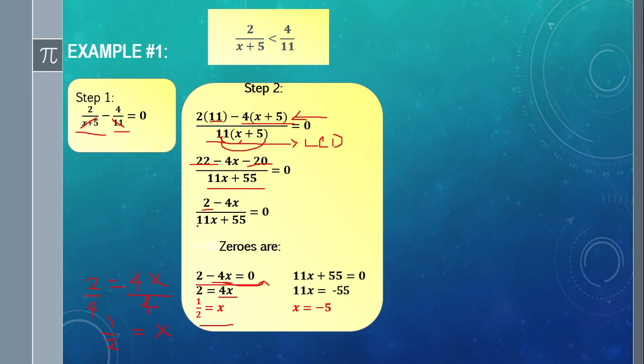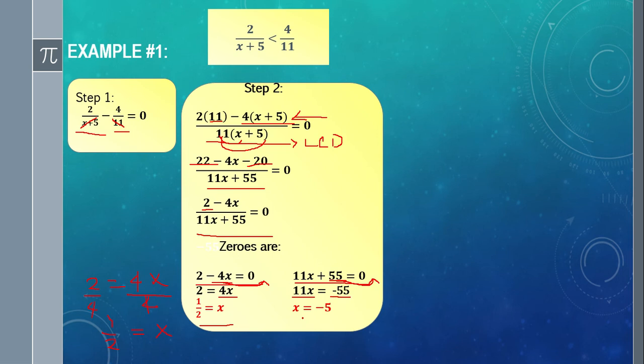After that, the second zero will be from the denominator. We equate our denominator, 11x plus 55, to 0. After equating it to 0, we need to find the value of x. Now we need to separate them on the left and on the right. On the left, the remaining value will be 11x, and then positive 55. As you transfer that to the right, the sign will be changed. That's why we now have negative 55 on the right side.